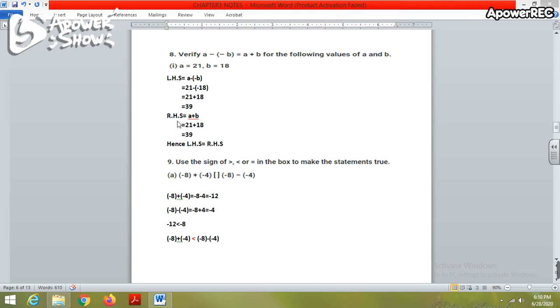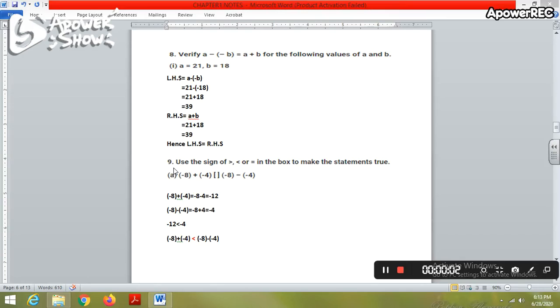Now let's move on to the right hand side of this equation, which is a plus b. Here you have to just substitute the values of a and b. So a equals 21, b equals 18, and 21 plus 18 equals 39. The value we get after solving the left hand side is 39. The value we get after solving the right hand side is again 39. So left hand side equals right hand side, hence our equation is verified.